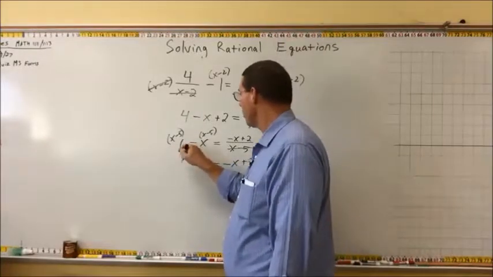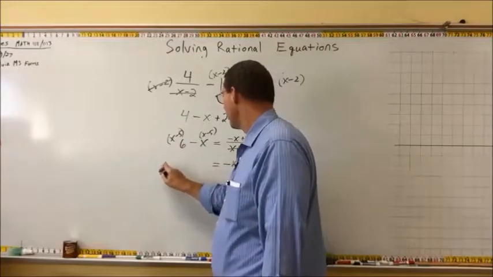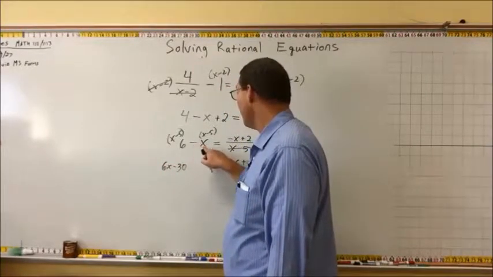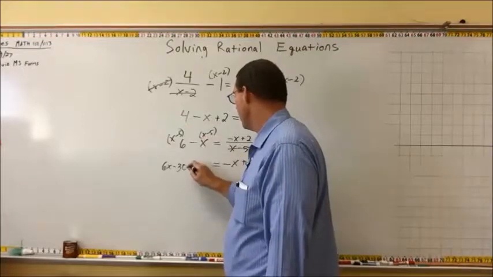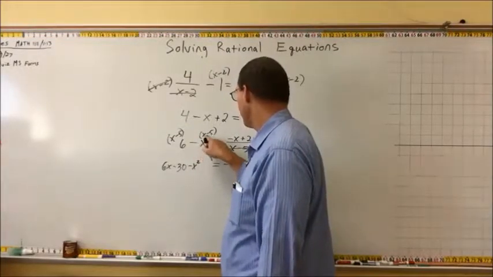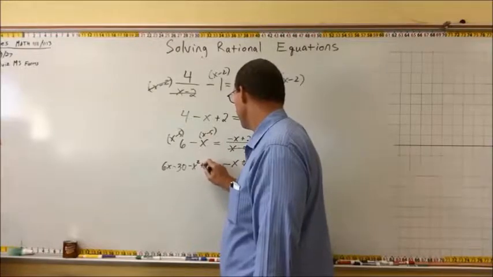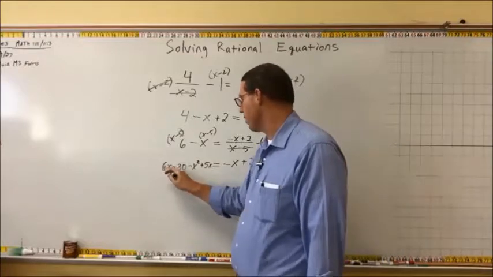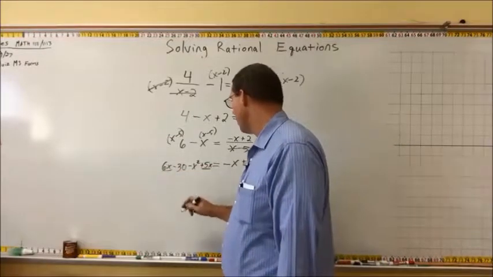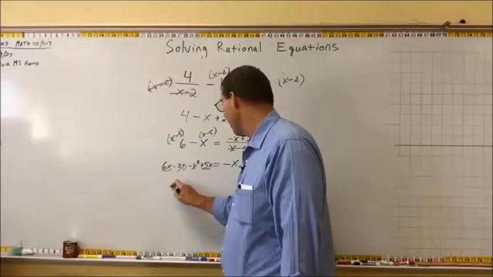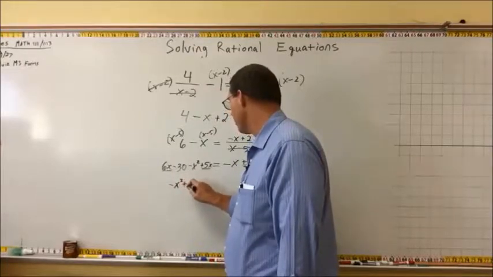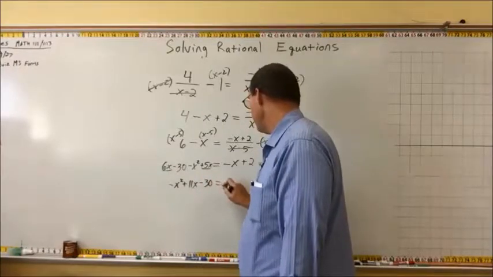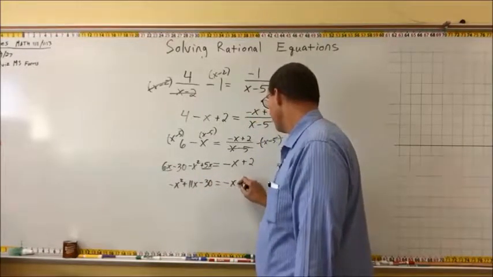We're going to have equals negative x plus 2. And here, we're going to distribute the 6, and we're going to have 6x minus 30. And here, we're going to have negative x times x is negative x squared, and negative x times negative 5 is plus 5x. Now we can combine a couple things over here. We've got a 6x and a 5x. That makes 11x. And so we got a negative x squared plus 11x minus 30 is equal to negative x plus 2.